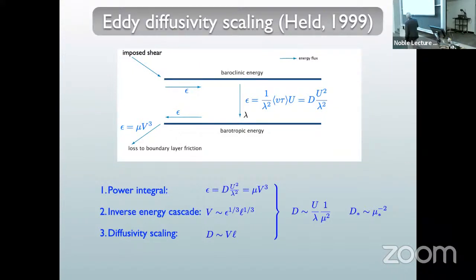One is that I know what the energy extraction rate in baroclinic instability is, because it's proportional to the heat flux in the problem. Now the details don't matter, just accept that. I know the rate at which energy is extracted, and it's dependent on this D, U, and L. These are all variables I know, and D is what I want to know.